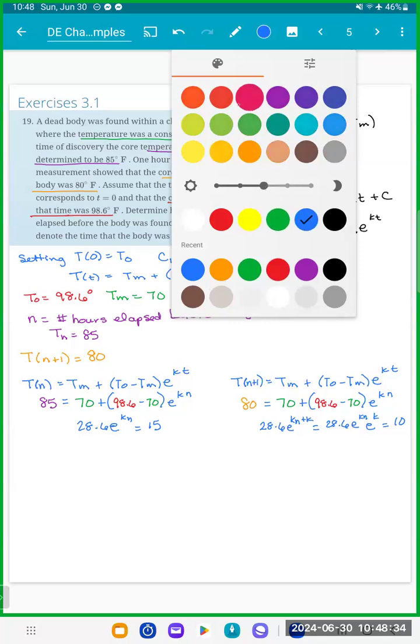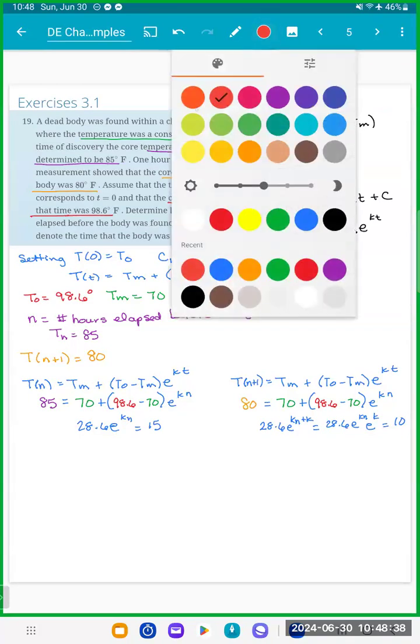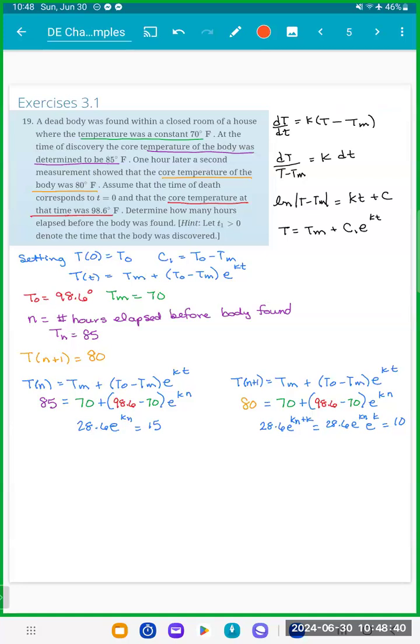Let's go. We'll just do the orange. Hopefully it's not too close. Let's get the lighter one. So we can see that this stuff here is equal to 15, so we can plug that in for this piece here. Okay, and so that then gives us 15e^k = 10.